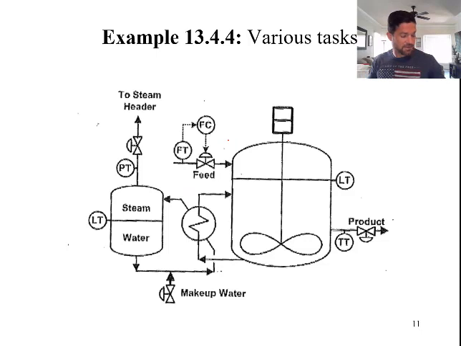For this problem, it says, consider the schematic for an exothermic CSTR shown in this figure, in which heat produced from the reactor is used to generate steam. So we want to draw the schematic for this process and include each of the following control features. So the first feature is the level in the steam drum is controlled by the makeup water. Okay, so we have level in the steam drum, so we need a level controller. We're controlling the level, so we have a specified level. The level in the steam drum is controlled by the makeup water.